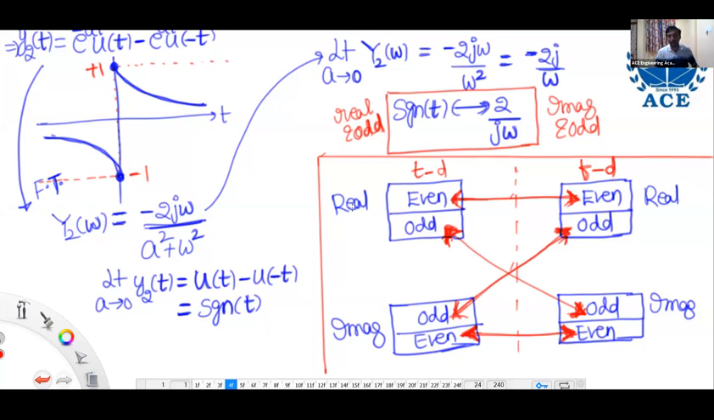A signal can be real or a signal can be complex. A real signal can be individually even or odd, and an imaginary signal can also be individually even or odd. Real and even again becomes real and even. Real and odd in the time domain is imaginary odd, and the opposite is also true. Imaginary even becomes imaginary even. Still, I have to give an example for this last combination. In a few minutes, with a different property, I'll give an example for an imaginary and even function.